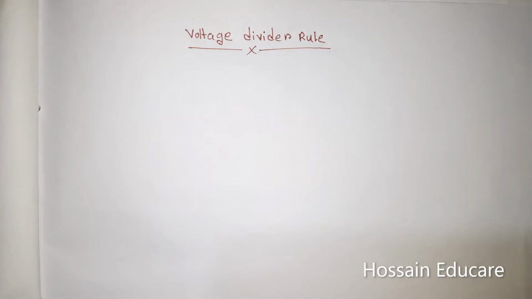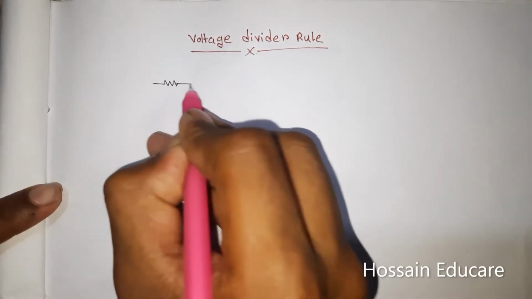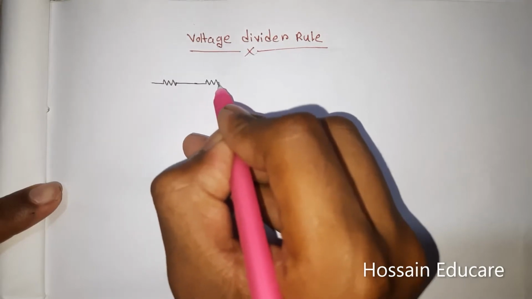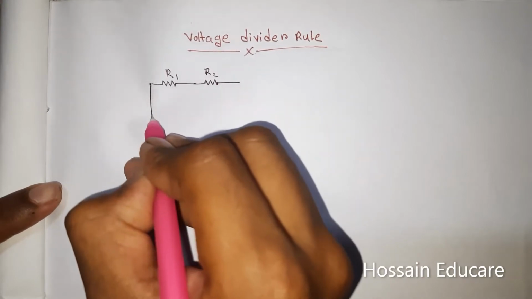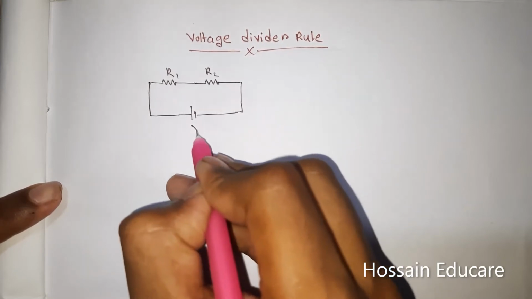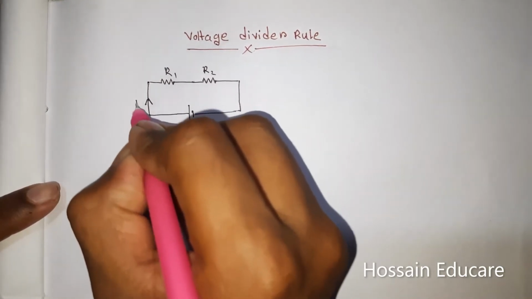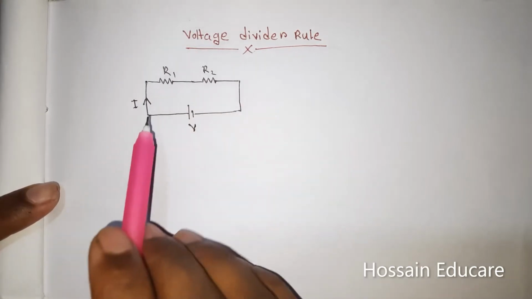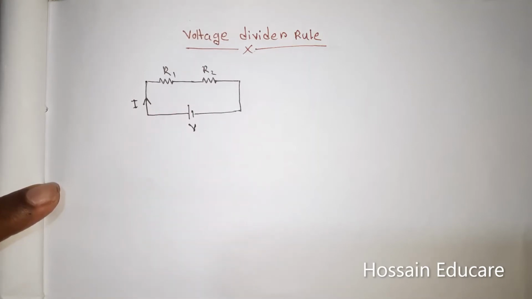To understand the voltage divider rule, we first consider a series circuit. Let us say the circuit consists of two resistors, R1 and R2, in series with a voltage source V. V is the supply voltage and the current I flows through the whole path. That means the current flows through both resistors R1 and R2.